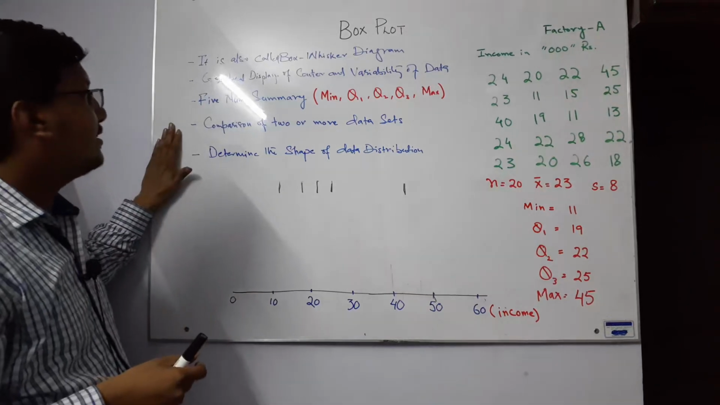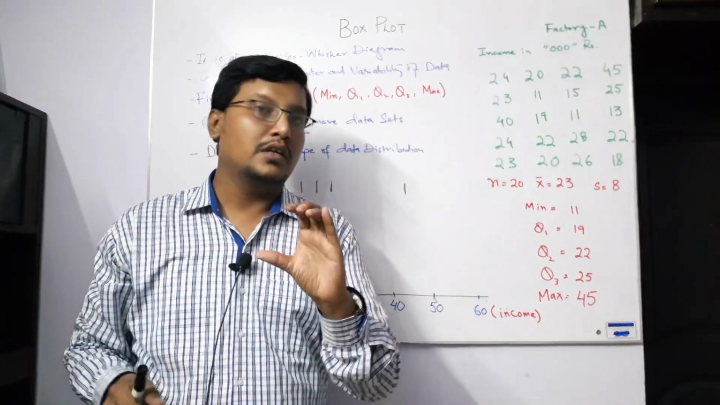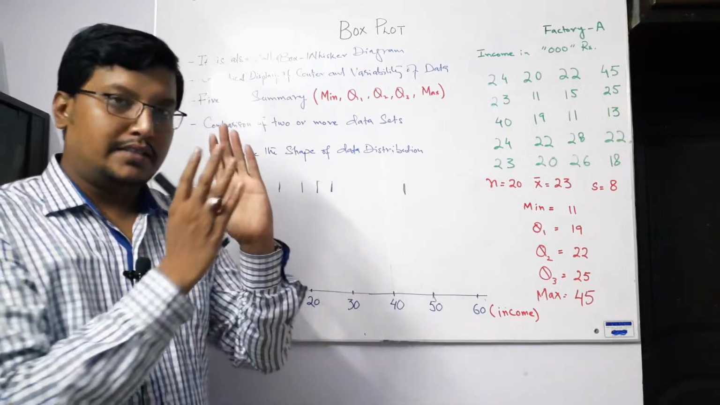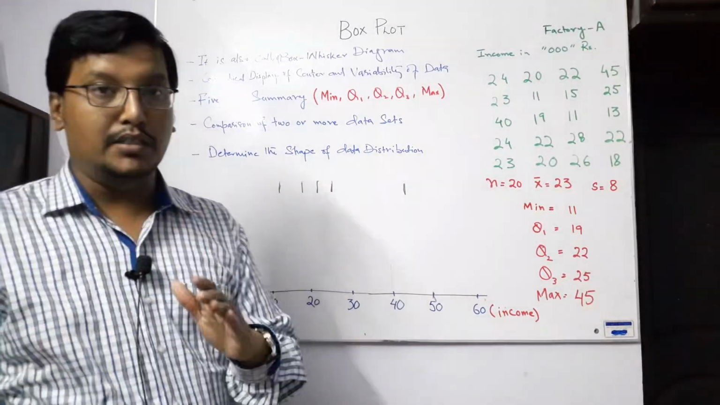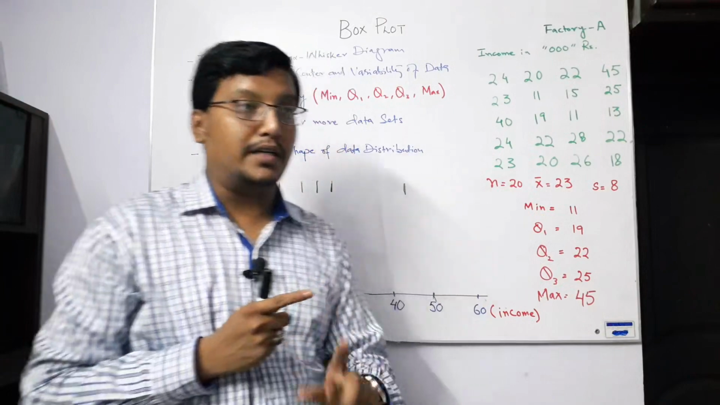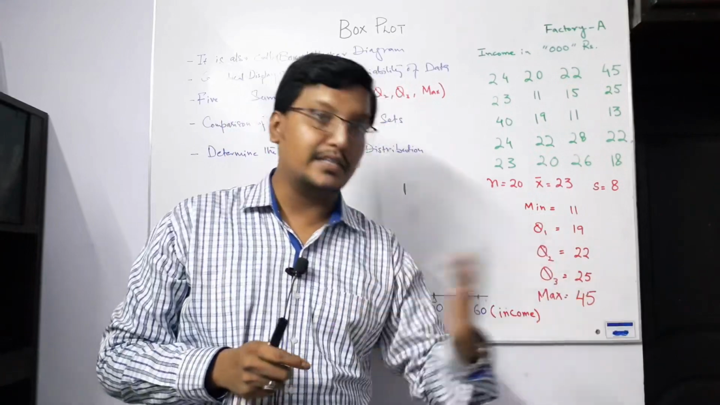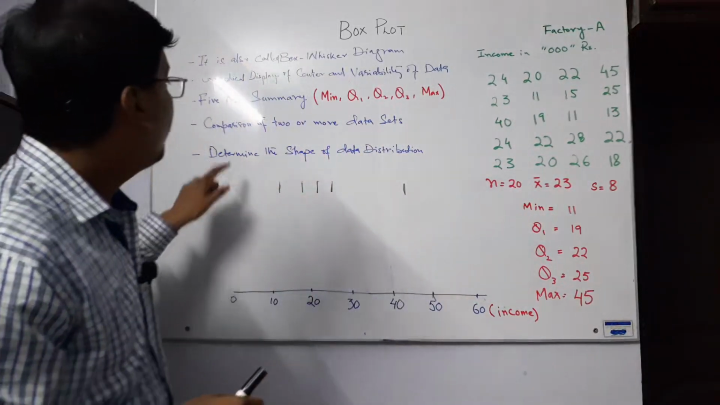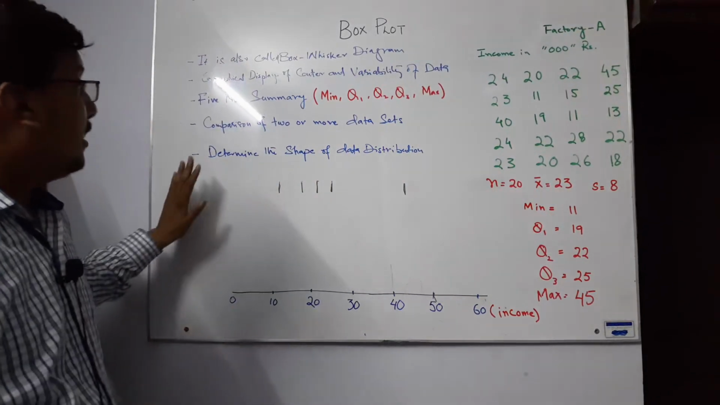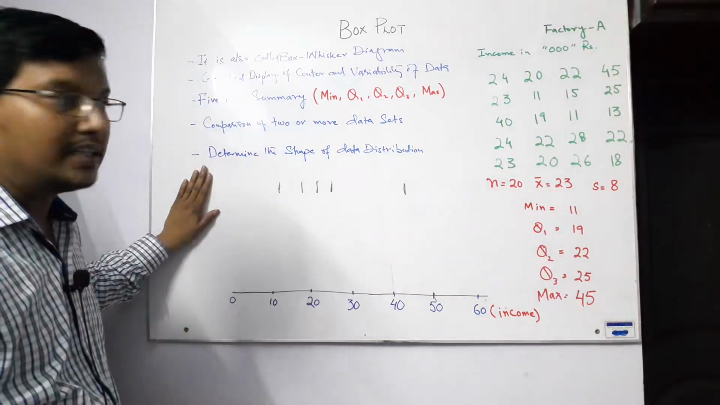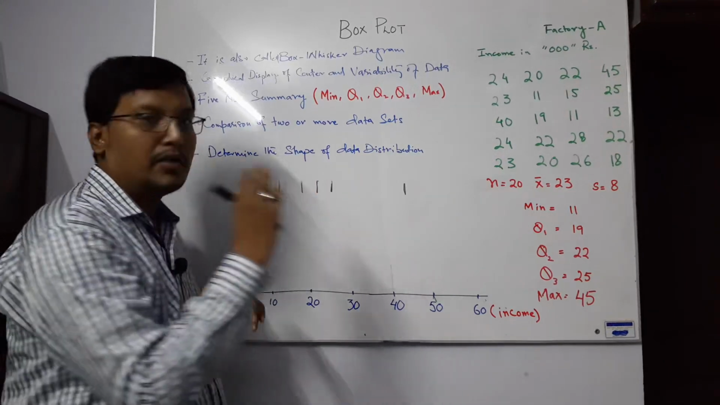The fourth point is the comparison of 2 or more data sets. This is a very key point of the box plot. Along with representing our data and variability by the graphical representation, if we want to compare 2 or more data sets and find out the variability status graphically, the box plot will help us compare them. The last point, which is very important for the statistician and the analyst, is that it helps determine the shape of the distribution.